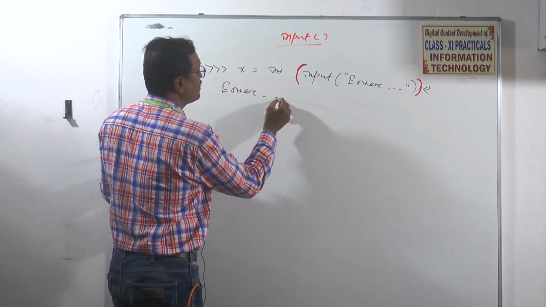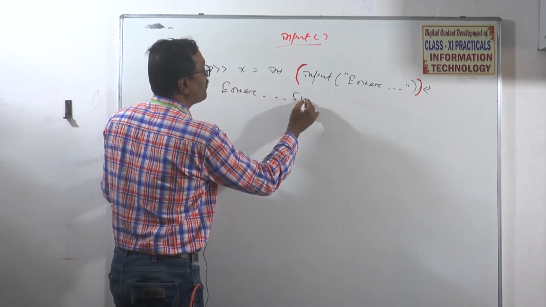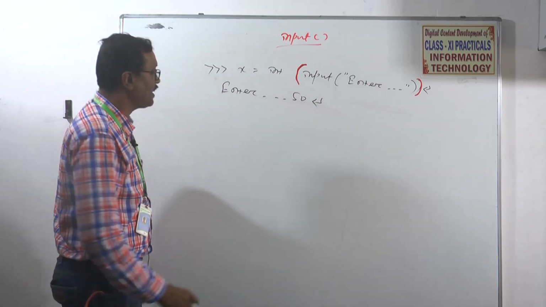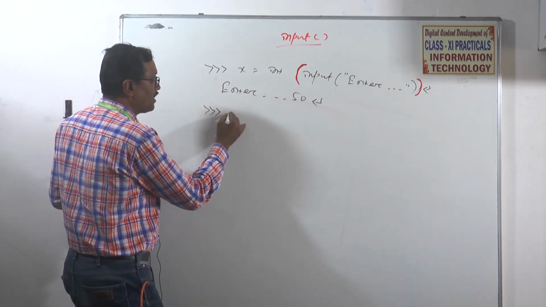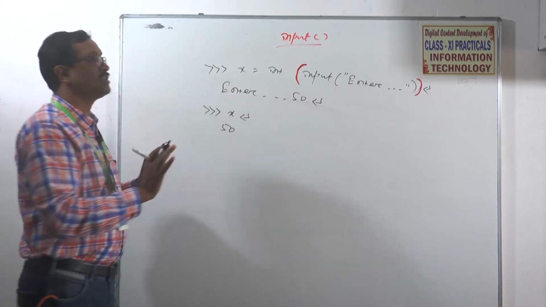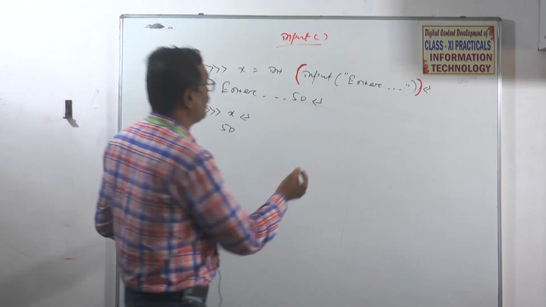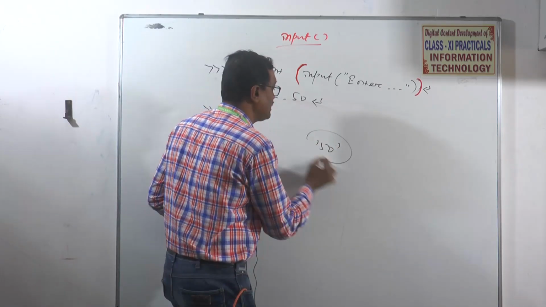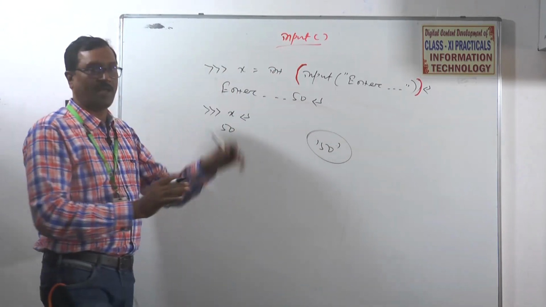I gave 50, okay, then it is coming over here. I am printing the value of x, so it will show me 50 instead of that single quote. It will look different, because this one is a string and this one is a number.